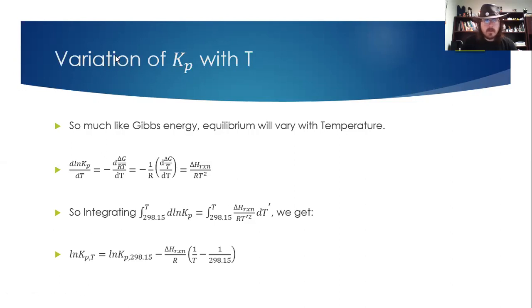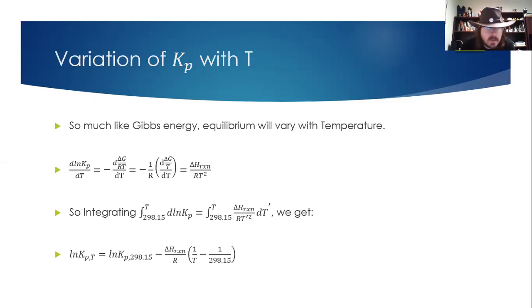Now, looking at how Kp varies with temperature. We talked about how the only way to change an equilibrium constant is to vary the temperature. So how can we do that? We're going to do that with a little bit of math. We just saw the statement that ln Kp equals negative delta G naught over RT.